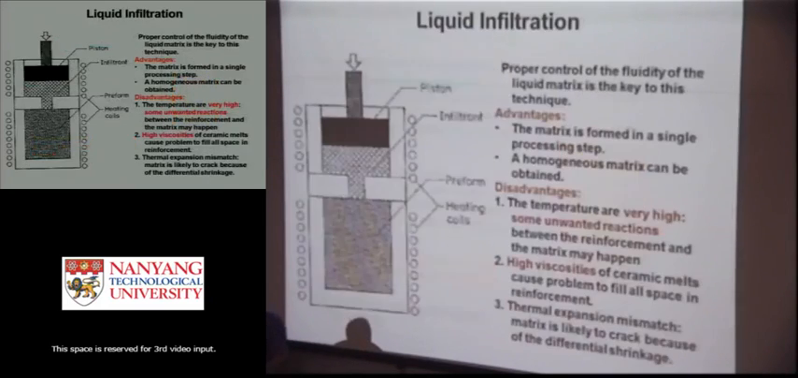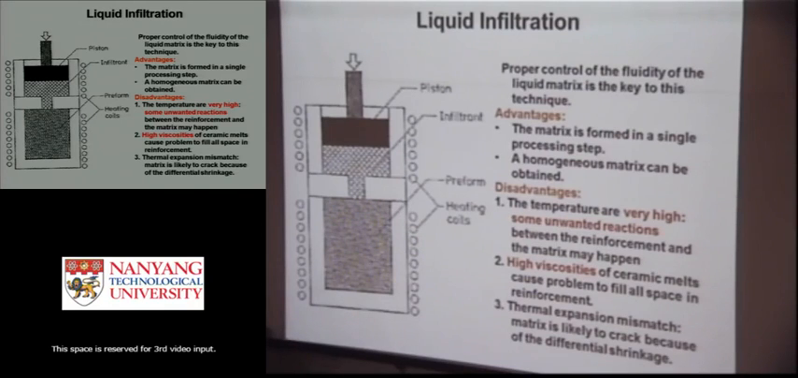Okay. So now we talk about the liquid infiltration. This infiltration method, we did talk about in the MMC part. First thing, what we do, we should have this preform. How to make the preform? We have two ways. If you don't know, you should go back to look at it. So normally we have the preform, and then we heat to a very high temperature. Another thing on the top, we have this matrix material.